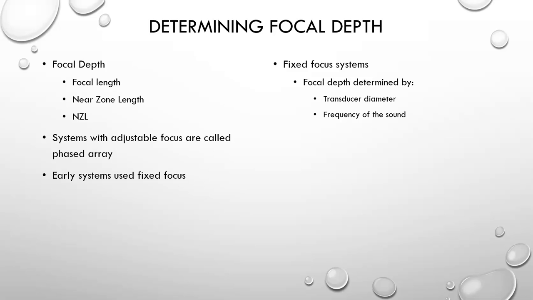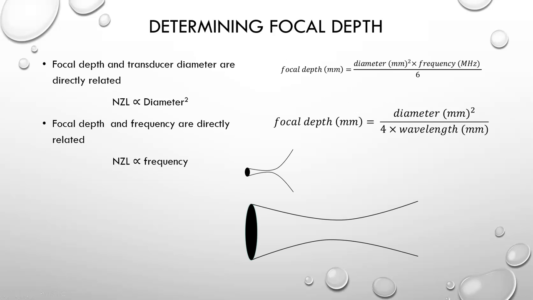The ones that we utilize today in most of our machines are phased array transducers, and this is a different type of focusing. So we're just going to talk about, again, the single crystal transducer and how we get a fixed focus. The fixed focus is determined by the transducer diameter and the frequency of the sound. Let's look at that in more detail.